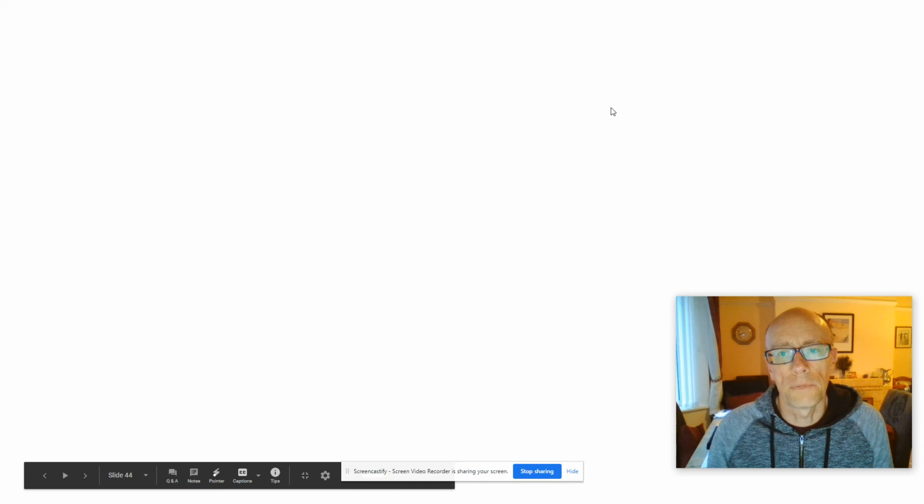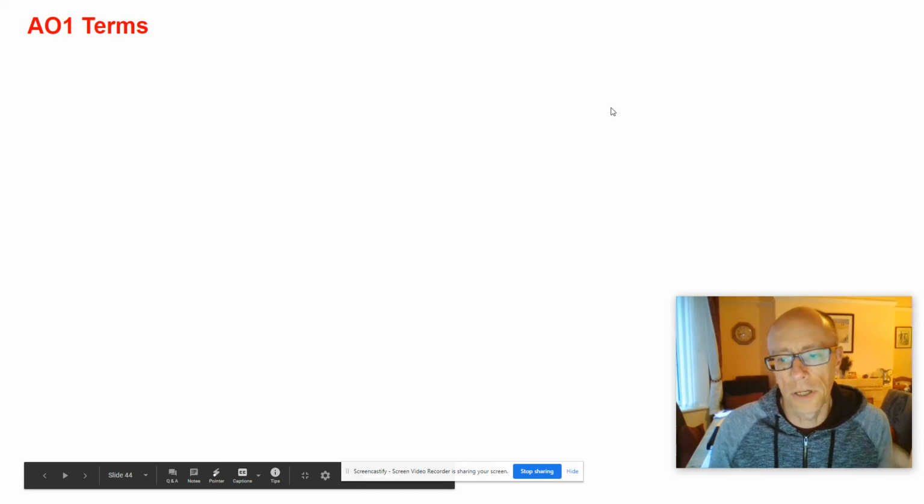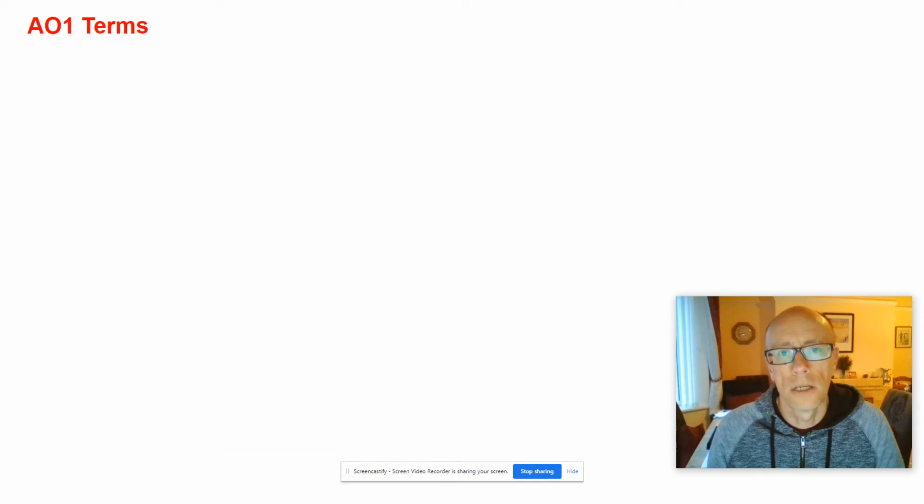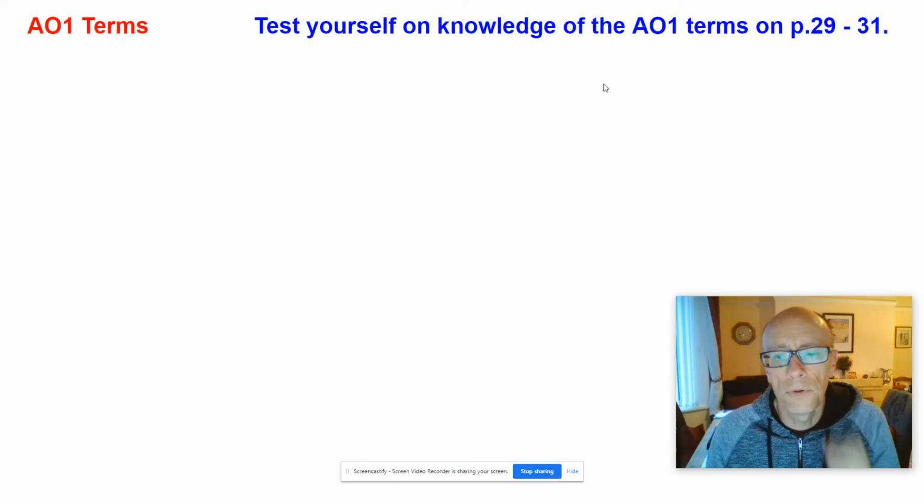And here we go. Okay, so obviously we're on an A-level course, and therefore the bottom line is that we need to know our terms. We need to know our concepts and our terms. So in our booklet, we've got a load of concepts and terms on page 29 and 31, and you would be well advised to go back to those pages and to test yourself. So how many of those A-level English language AO1 terms can you remember? What examples could you give of each?